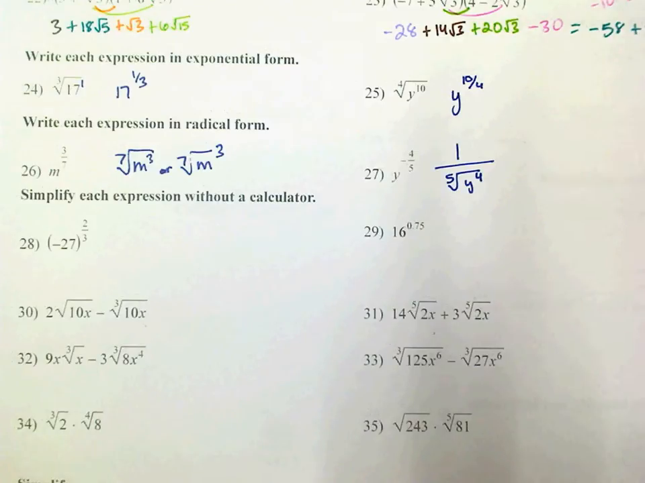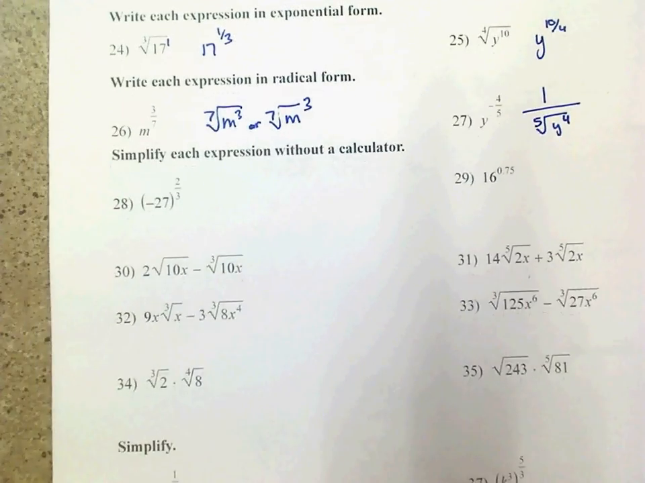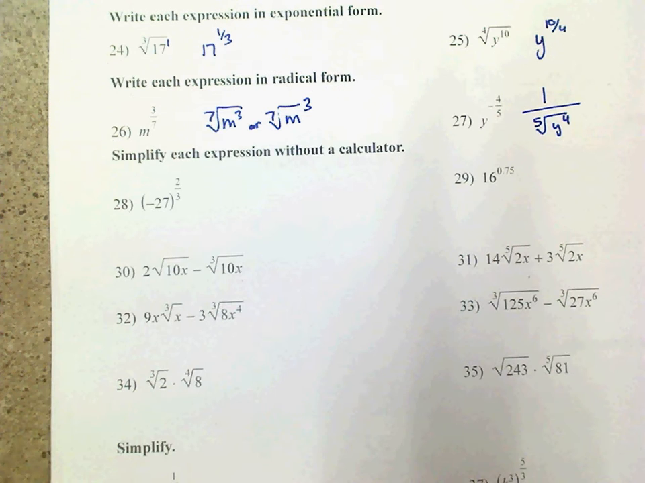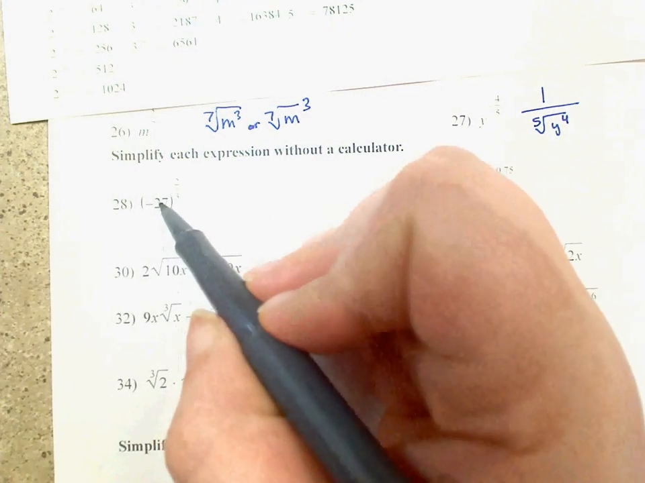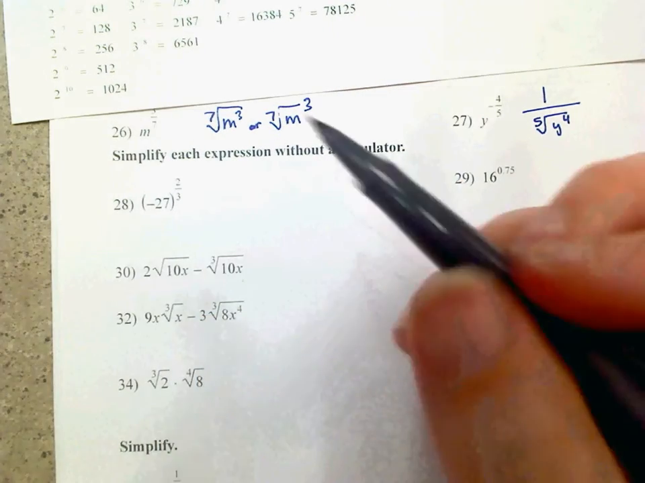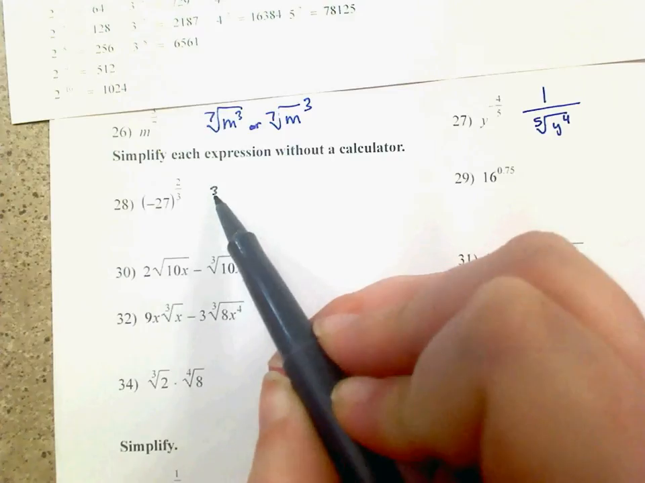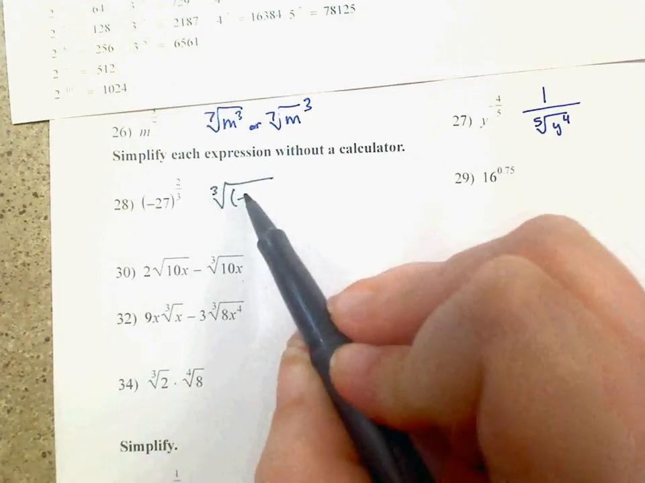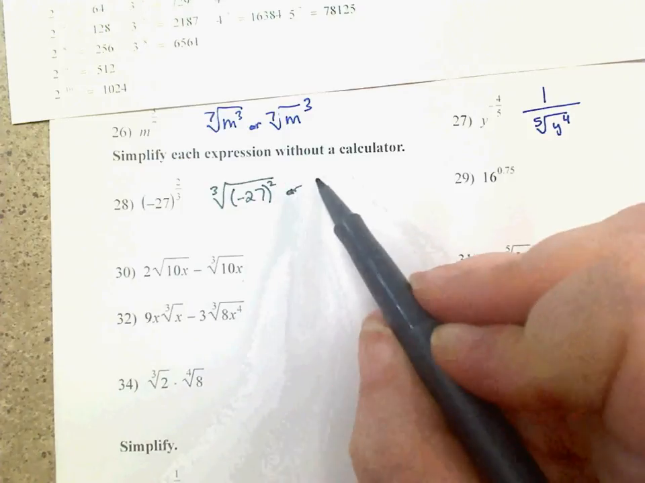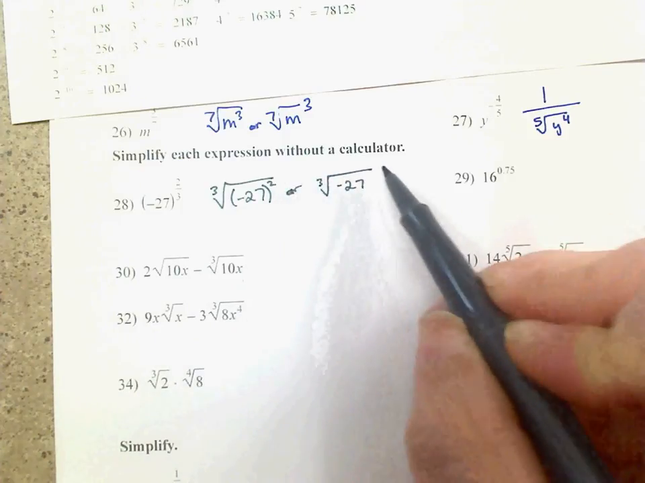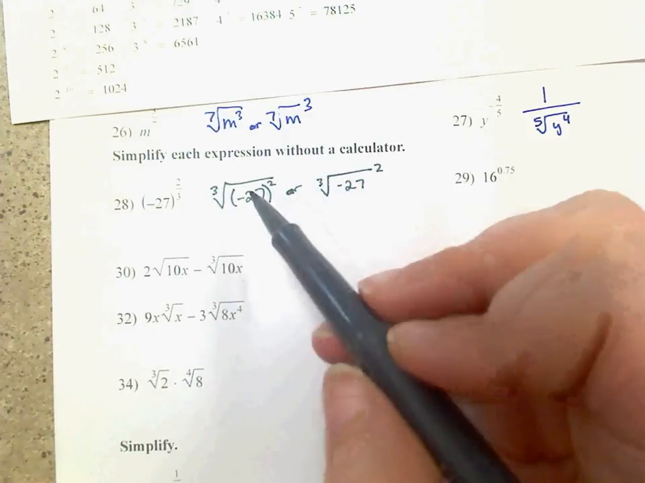So number 28 says, simplify each expression without a calculator. Which probably means I need my power chart. Okay. This is a negative 27, and I'm raising it to the 2/3 power, which means I'm taking the cubed root of negative 27 squared, or the cubed root of negative 27 and then squared. So here's the thing. I don't know what negative 27 squared is. I mean, I could multiply it out and figure it out.